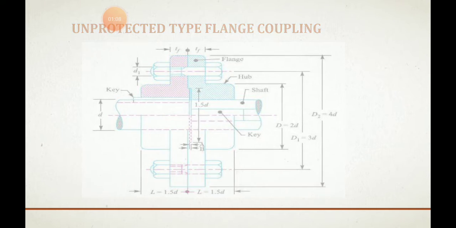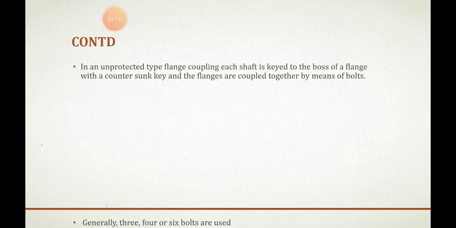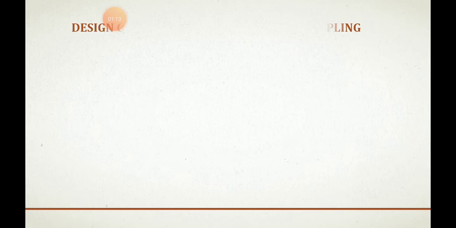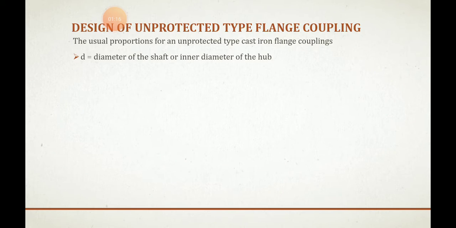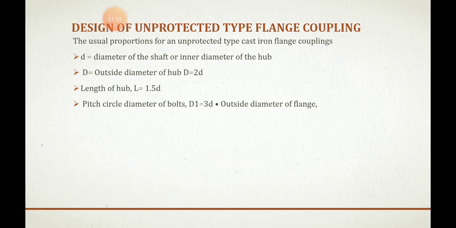So let us start with the design. These are the conventions. d is the diameter of the shaft or inner diameter of the hub. D is the outside diameter of the hub, which is 2 times d. This is the usual proportion. L is the length of the hub, which is equal to 1.5d. Pitch circle diameter of the bolt D1 is 3 times d. D2 is the outside diameter, calculated as D1 plus (D1 minus d), or I can say 2D1 minus d.